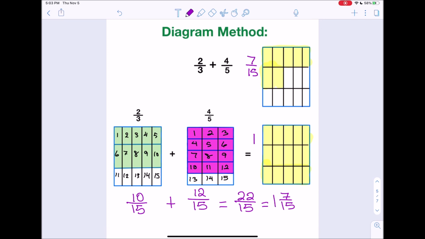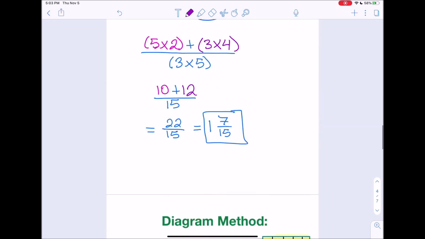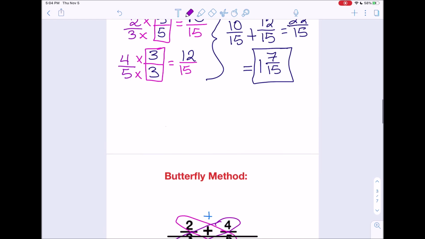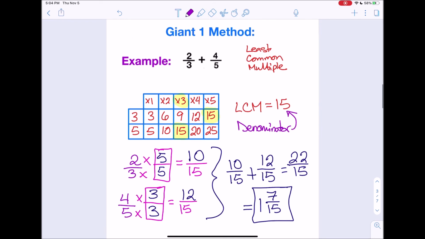You could draw a picture or a diagram, split up your rectangles, make sure the rectangles are the same size. You keep dividing them until you have the same number of parts in both, and then create your new rectangles, or just go ahead and add from there. As you can see, we keep dividing the rectangles until we end up with the common denominator, which is the 15 that we discovered in the first example. Okay, so there's the diagram method, the butterfly method, and the giant 1 method using finding the least common multiple and the giant 1.